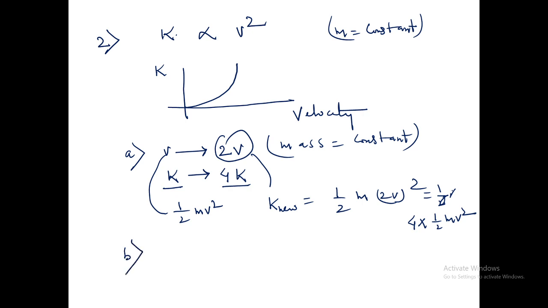Second conclusion, if the velocity of a moving body is halved, if v is halved, so kinetic energy, in this case too mass is constant, so kinetic energy of the moving body will become 1/4 of the original value. Okay, and you can easily get it.